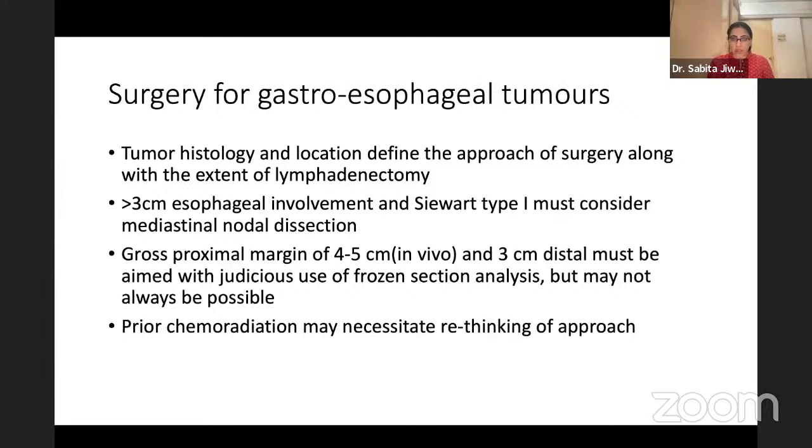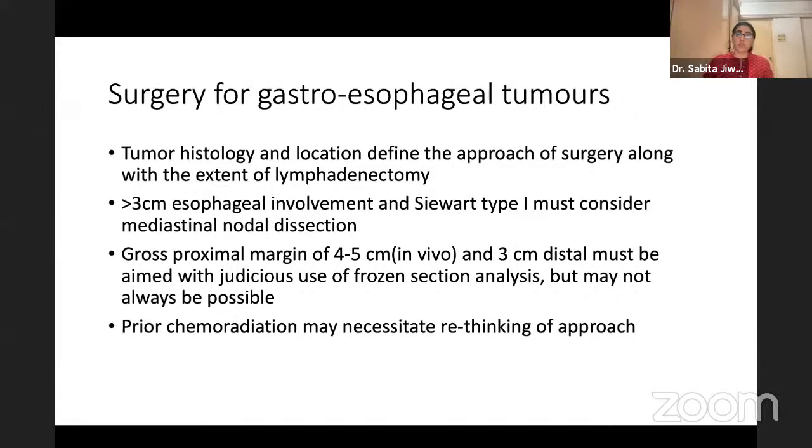of lymphadenectomy. More than 3 centimeter esophageal involvement, which is going to be most of the patients that we see in India, and Siewert type 1 must consider a mediastinal nodal dissection. A gross proximal margin, so if you aim for 4 or 5, you'll get 3 centimeters, and 3 centimeters distal must be aimed for, but this may not always be possible. So if you're doing a left thoracoabdominal approach, you may not be able to get a 5 centimeter negative margin, especially in the case of a bulky tumor.